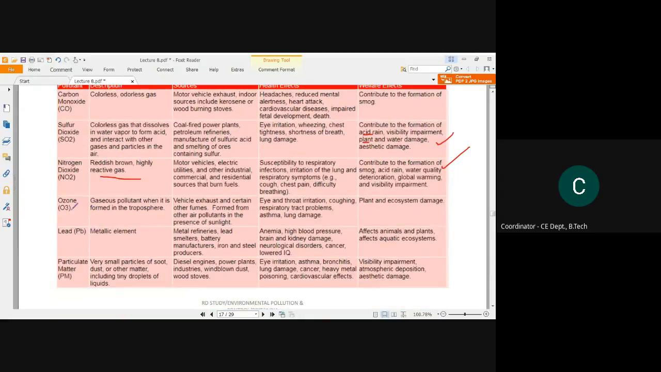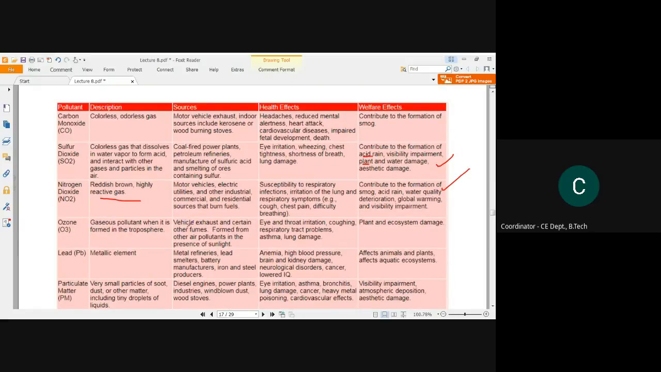Okay. Next, ozone, the gaseous pollutant, when it is formed in the troposphere. The sources are vehicle exhaust and certain other fumes formed from the air pollutants in the presence of sunlight. As we have already covered with the proper diagram explanation, how this ozone gets created. The health effects are eye and throat irritation, coughing, respiratory tract problems, asthma, lung damage, and the welfare effects are plant and ecosystem damage.